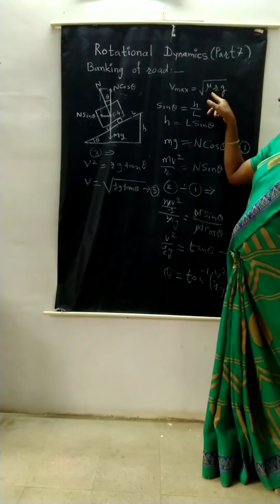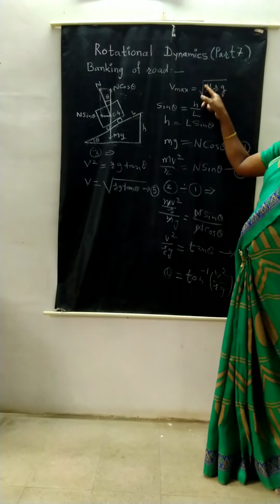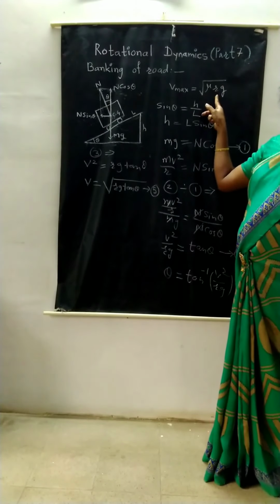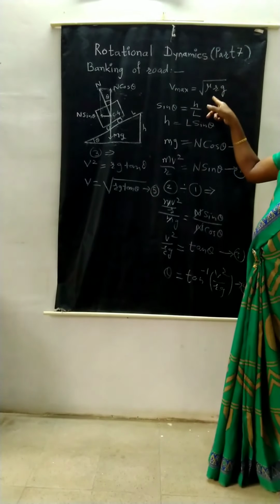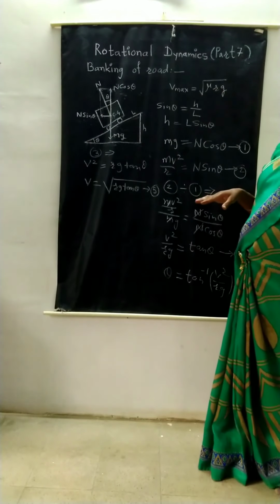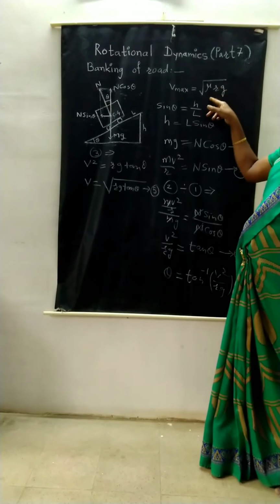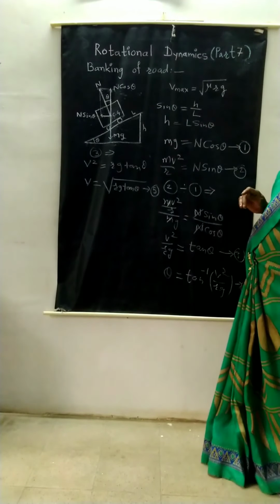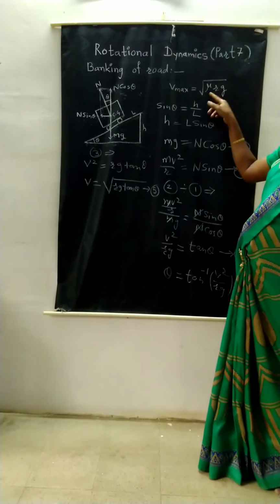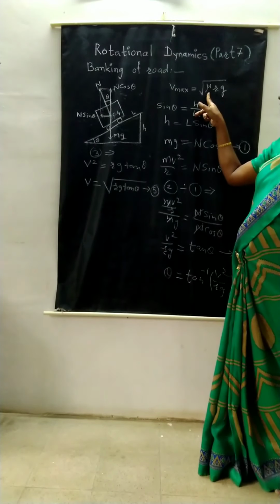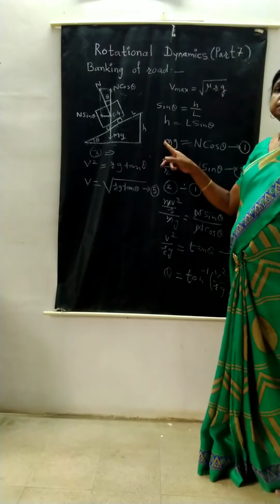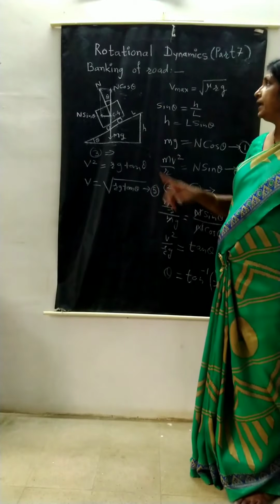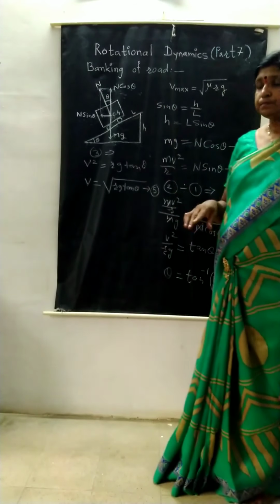Also, we should not depend on this mu because in rainy season the mu decreases, or if oil is sprayed on the road surface, it becomes smooth, that is mu decreases. Hence, the best way to drive safely on a curved road is the banking of the road.